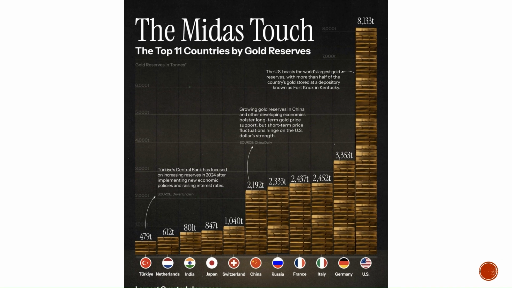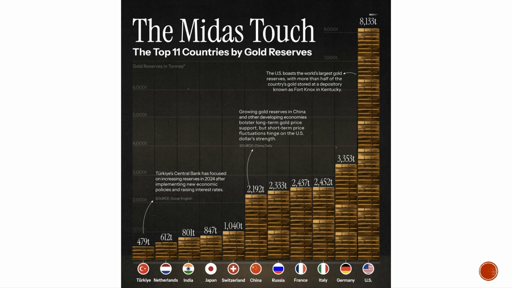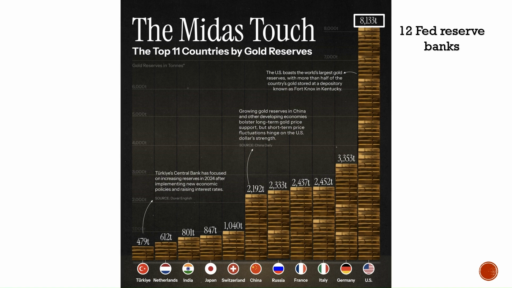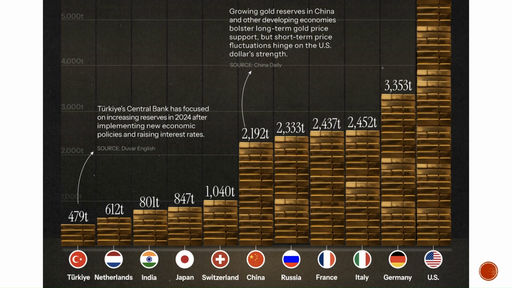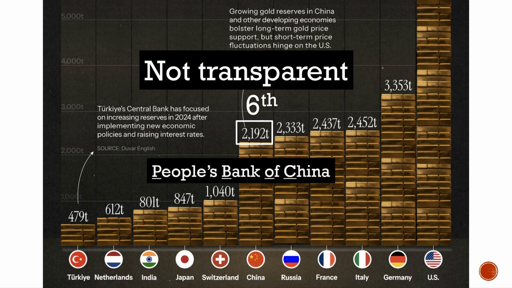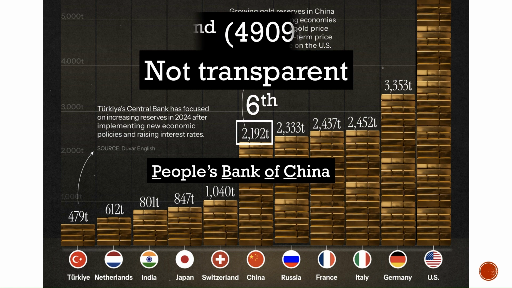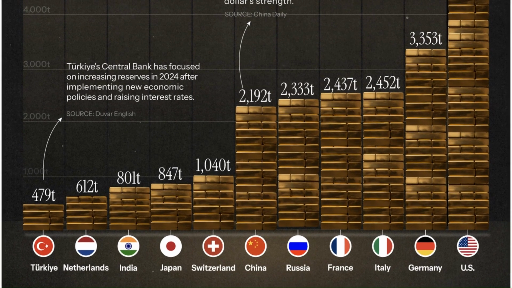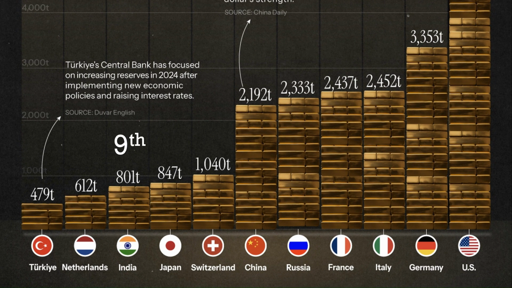The United States is home to the world's largest gold reserves with over 8,000 tons of gold stored in 12 Federal Reserve banks across the country. China's story is interesting. The declared gold reserves of the Chinese central bank are a little over 2,000 tons and the country ranks 6th on this list. But experts claim that China is not fully transparent. And in fact, the PBOC has the second largest gold reserves in the world at a little under 5,000 tons. India comes in at the 9th spot with the Reserve Bank of India carrying roughly 800 tons of gold.